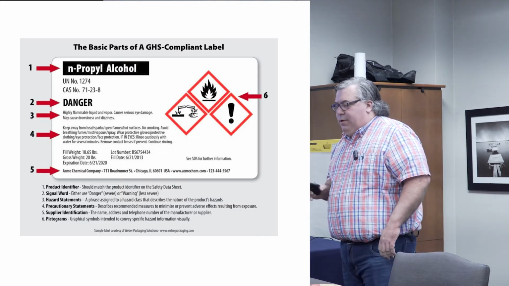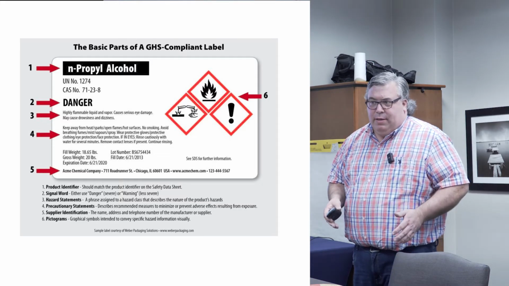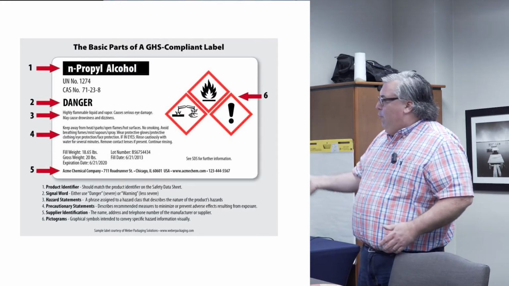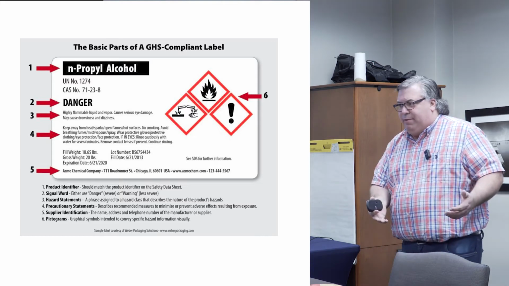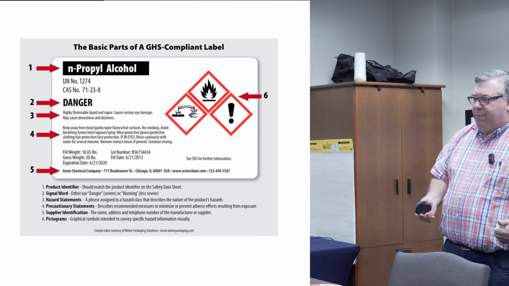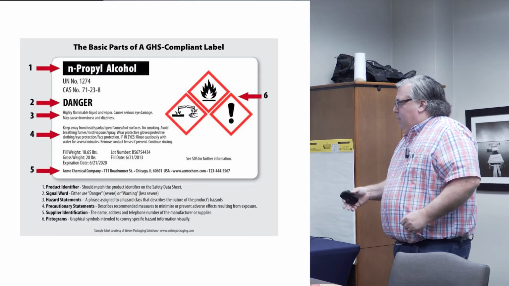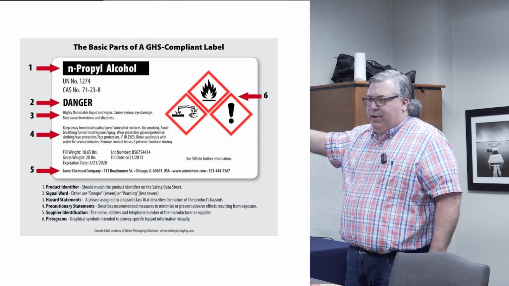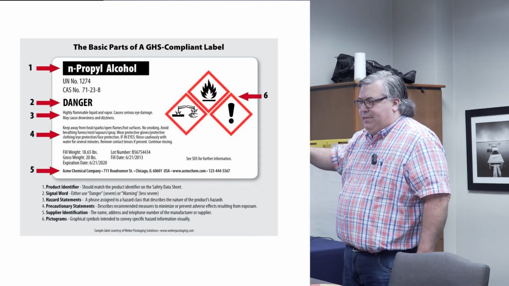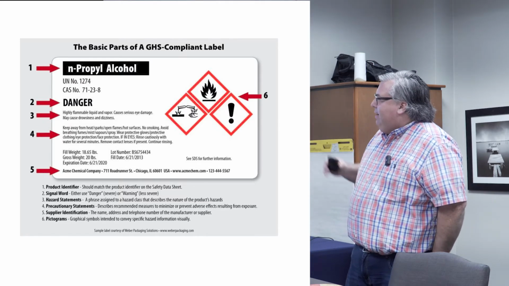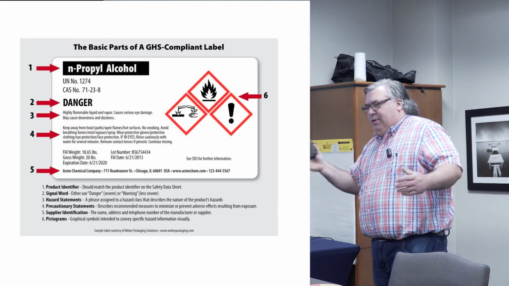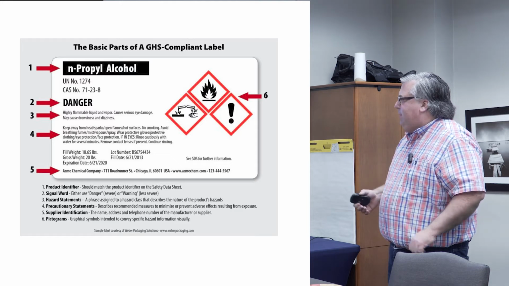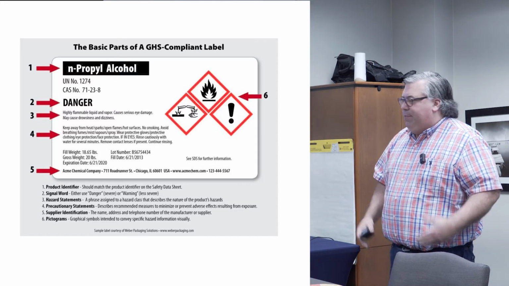Number 2 is the signal word. There are 2 signal words. There's either danger or warning. Danger being the more severe. 3 is the hazard statement. So what about this chemical is hazardous? In this case, it says highly flammable liquid and vapor. Okay, so that's the highest hazard, which is what you want to put first. So it's going to tell you a little bit about it.